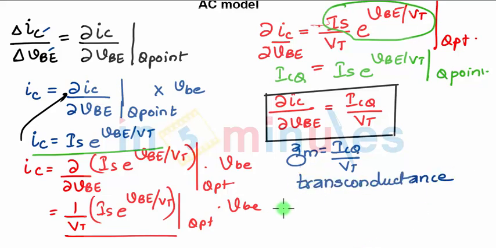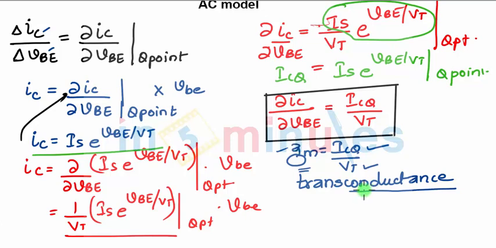Why is it called transconductance? You can say this conductance Gm relates a current in the collector, that is output, to a voltage in the input, that is the base emitter circuit. Then we can call it transconductance. The dependency of output current on the input voltage is shown by this conductance, hence we call it transconductance. Now how to draw the AC equivalent model?